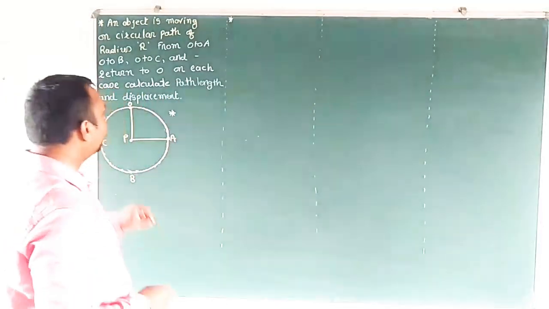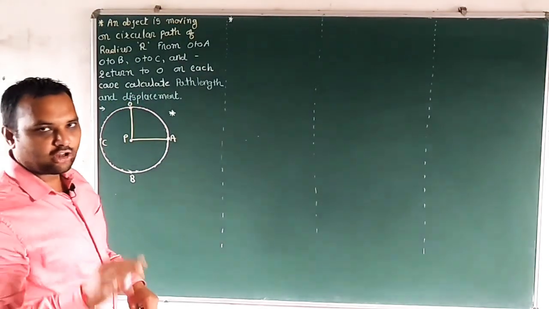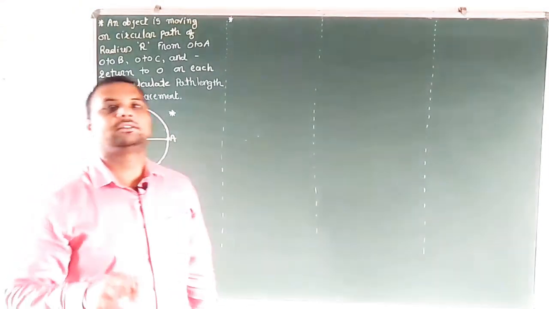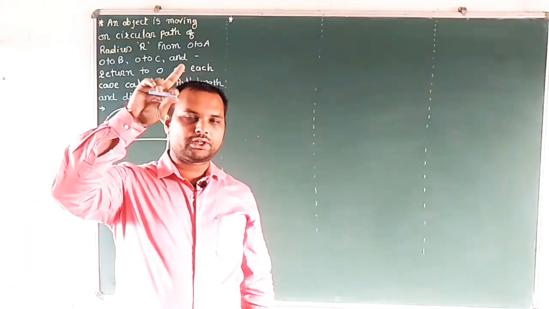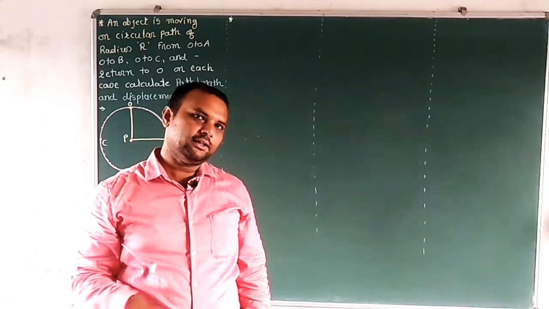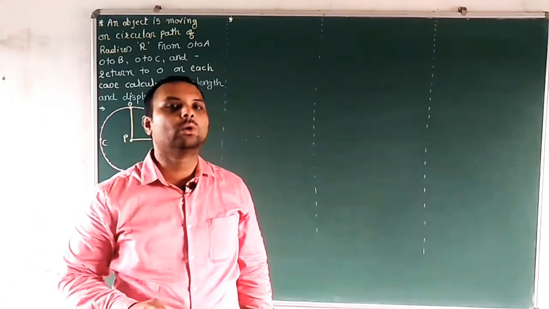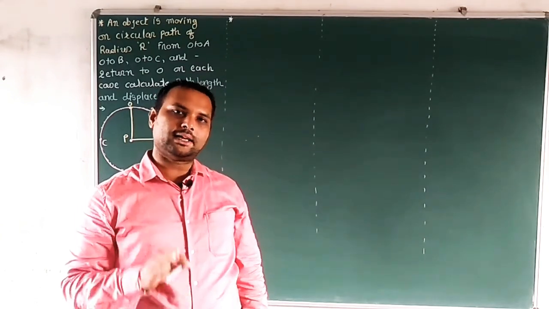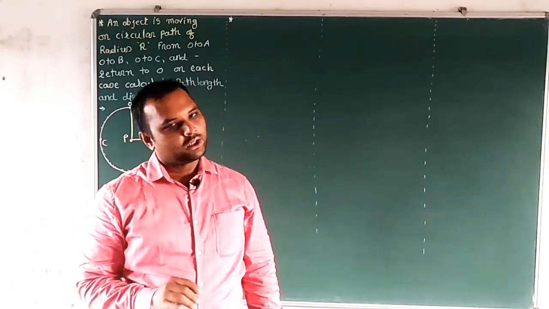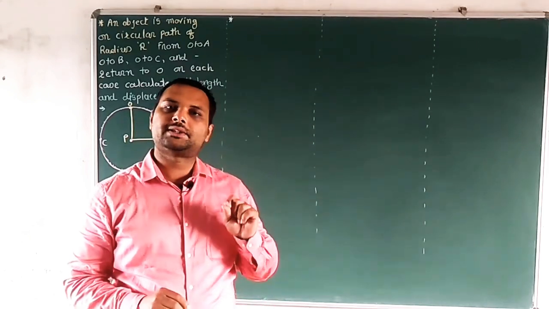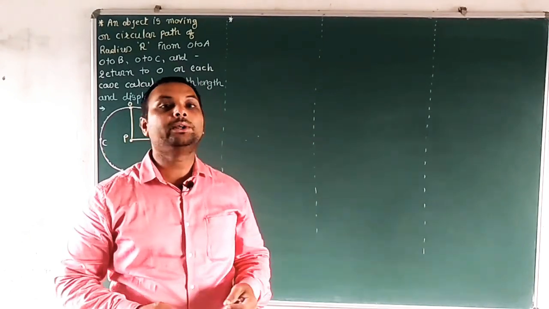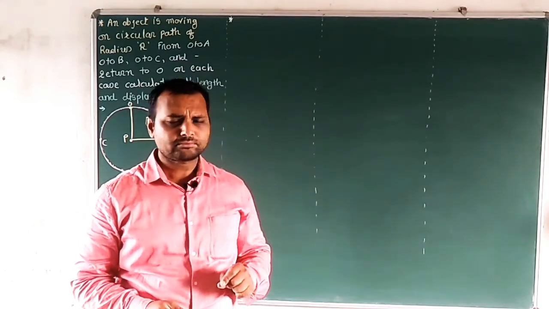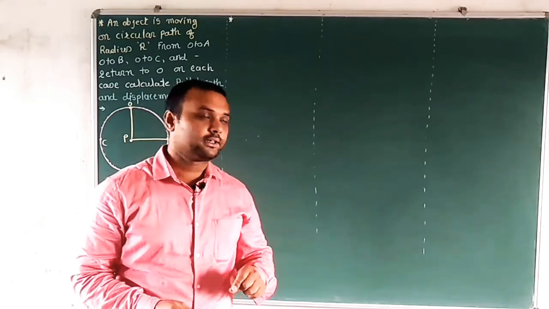So here the question is given that an object is moving on a circular path, and when it moves from one position O to A, A to B, B to C, and C to again O, in each case you are going to calculate the path length as well as displacement. This is a bit different scenario, and we are going to check how we can calculate the path length and displacement in different cases.